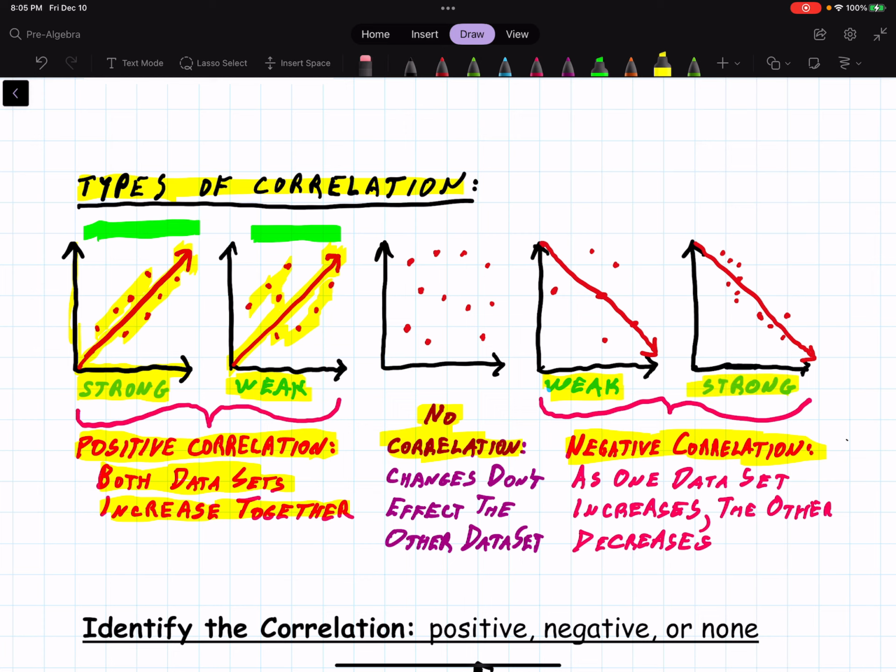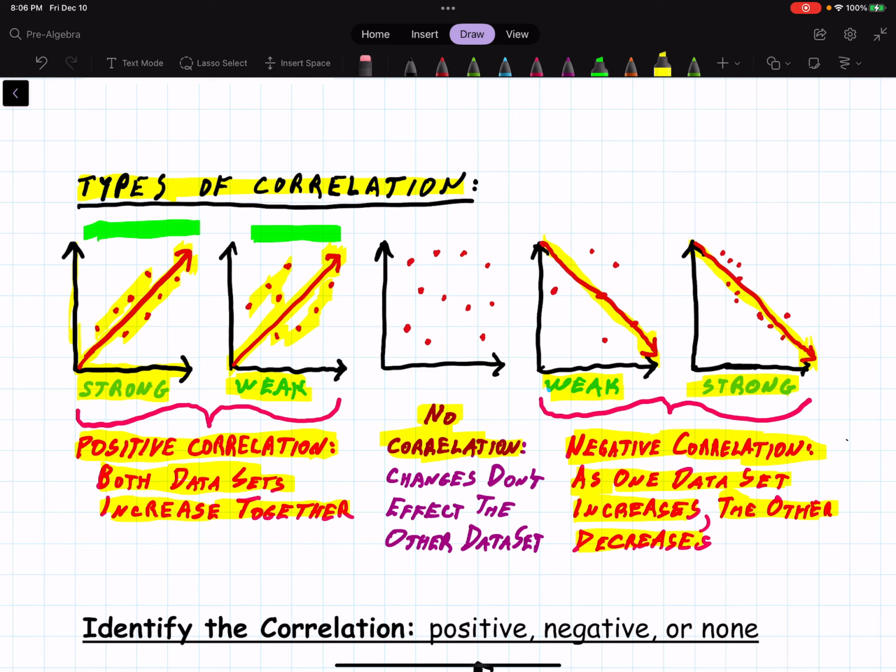All that means is that when I draw my line of best fit, I'm drawing a line with a negative slope. And what does that mean? It means as one of my data sets increases, the other one decreases. Now, negative and positive are not good and bad here. They're just terms for saying, are both my data sets increasing together, or are they going in opposite directions? Negative means they're going in opposite directions. Positive means they're both going up at the same time or down at the same time.